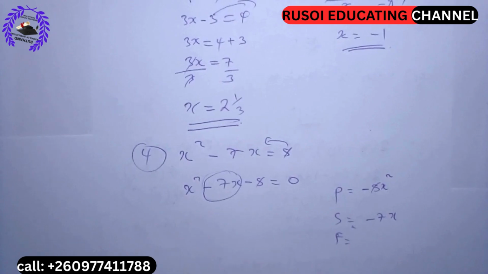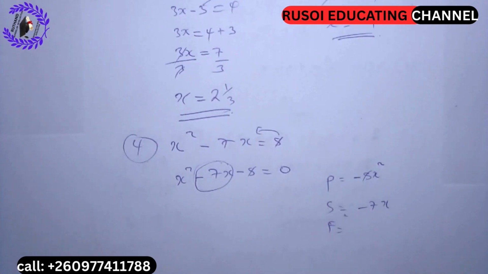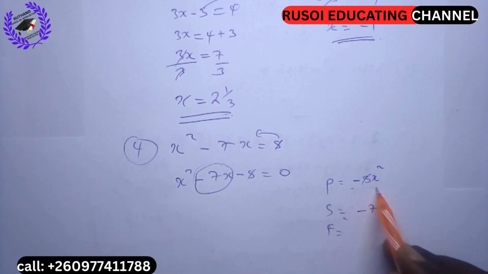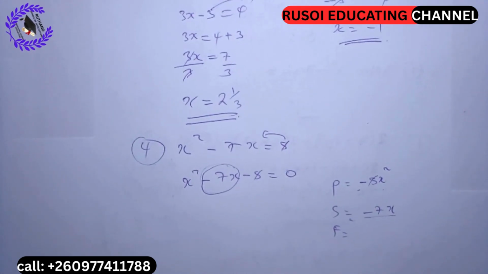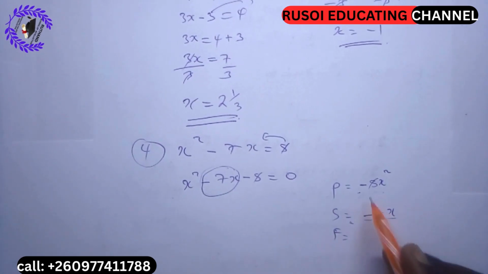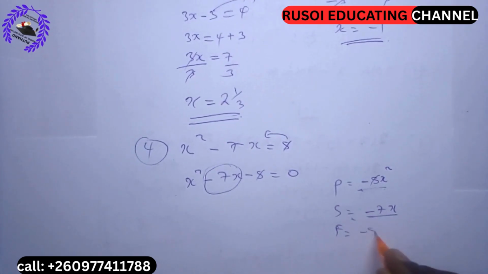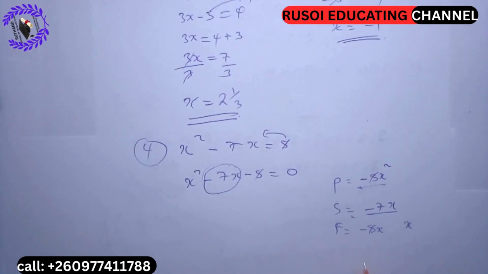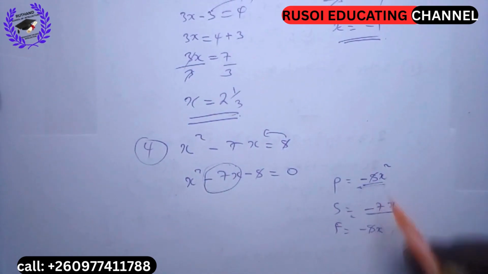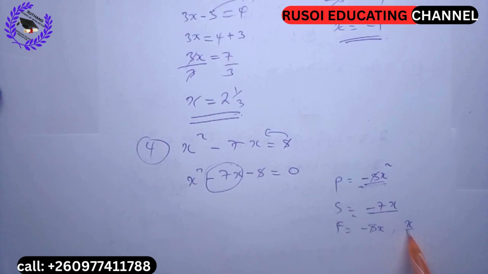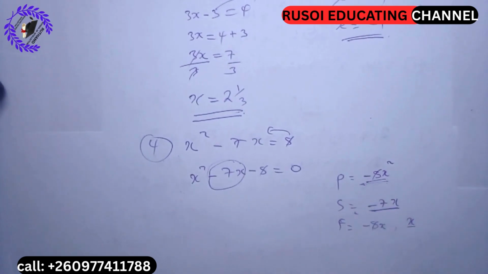And the factors, you are going to find the numbers that you are going to multiply. When you multiply, they have to give you the product. When you add, you have to get the sum. So what are those numbers? Pause the video and find those numbers. So the numbers are negative 8x and x. When you multiply x by negative 8x, you get the product, and when you add negative 8x plus x, it will give you negative 7x.